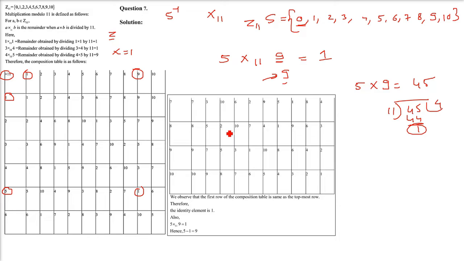So first you have to make the table. Okay, I'm not making the table because we already know how to make the table. Then you have to do all this. That is, the inverse through this table is simply where 1 is coming.